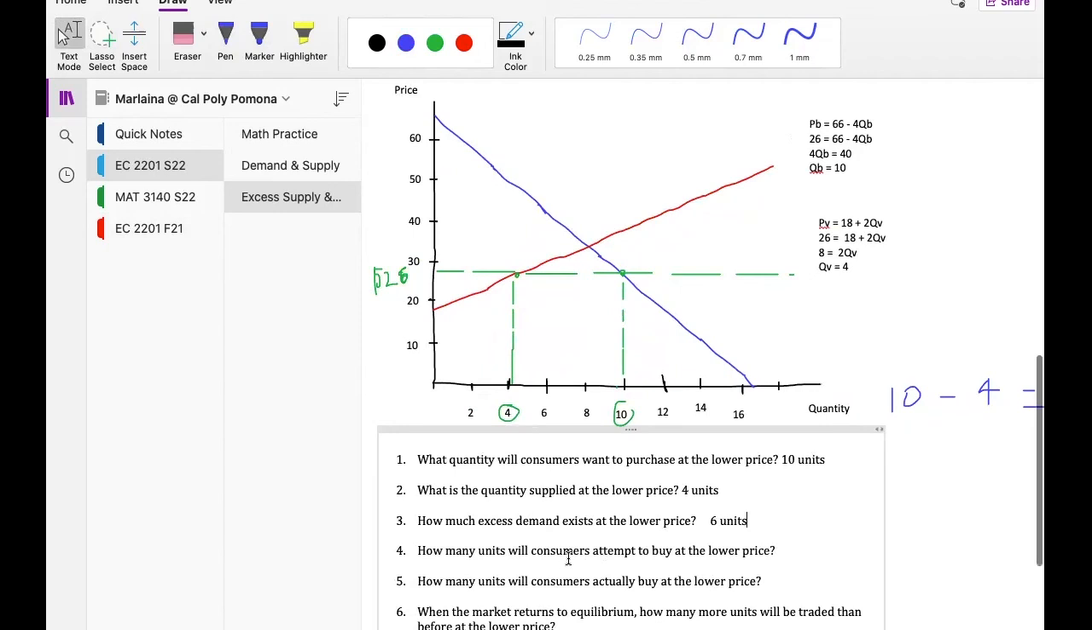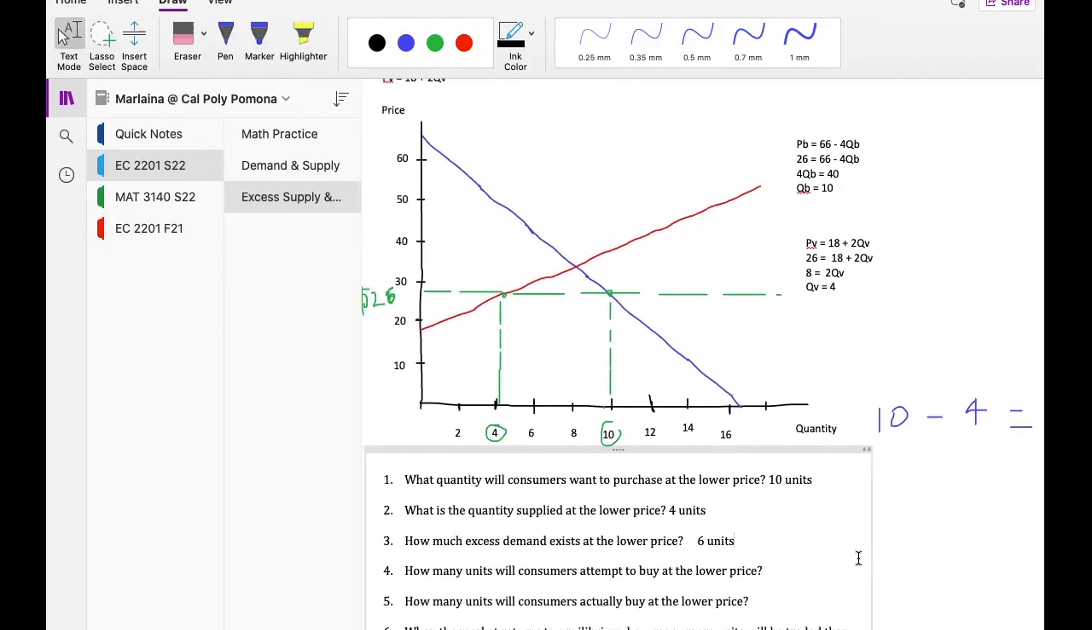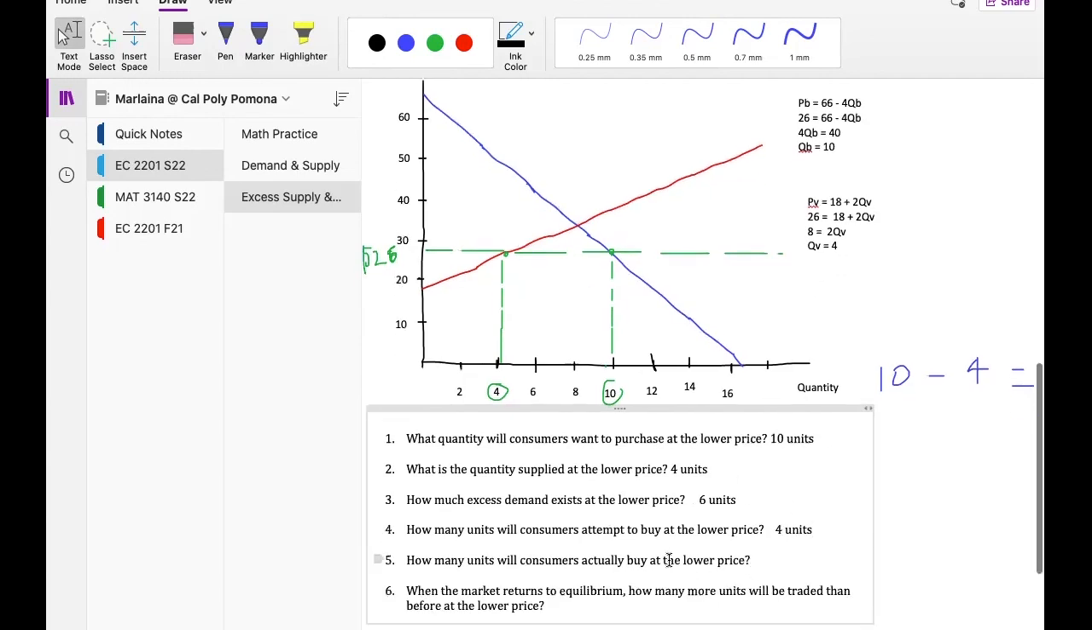How many units will consumers attempt to buy at the lower price? We've already kind of talked about this. While they would like to buy 10, they're only able to buy as many units as are actually available in the market for them to purchase. And in this case, that's going to be the 4 units that are being supplied. I jumped ahead. They will attempt to be buying 10 units and they will actually be able to buy only 4 units.